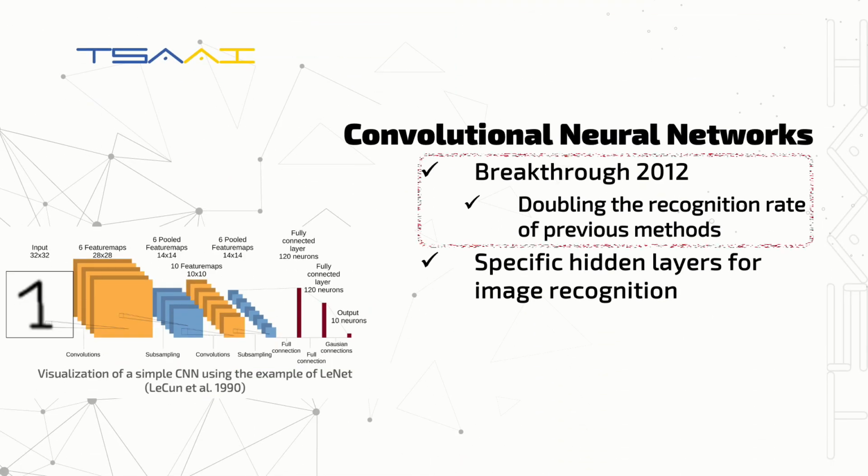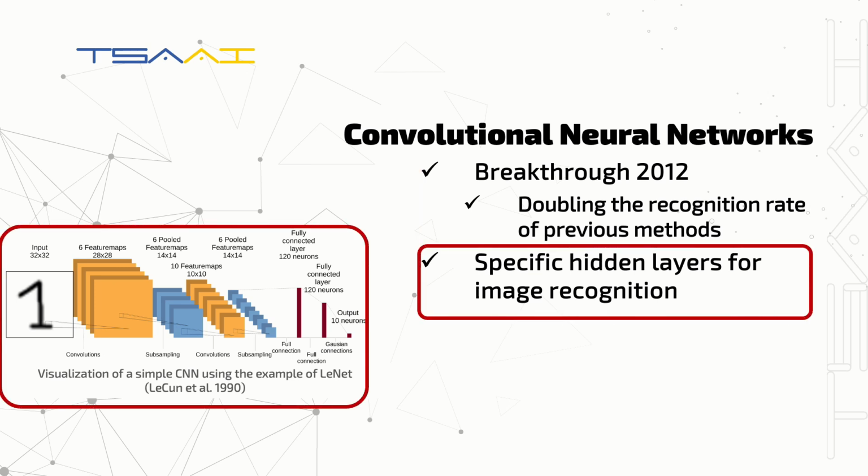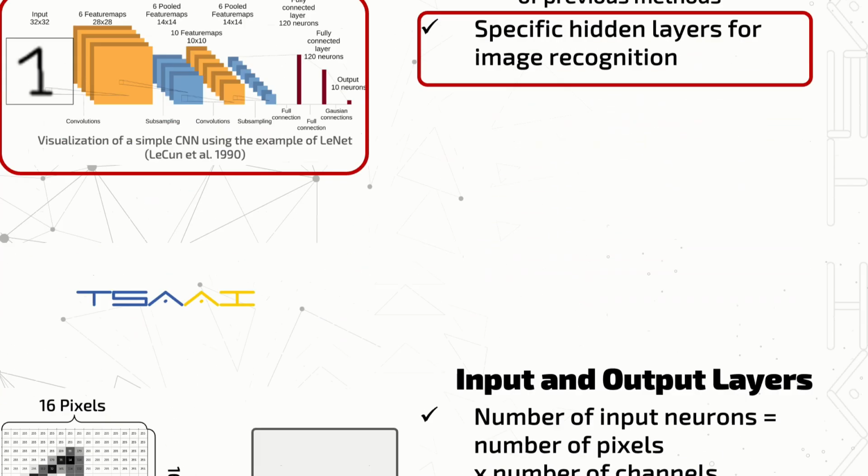In 2012, CNNs revolutionized image analysis, doubling recognition rates in a popular contest compared to previous technologies. This dramatic increase in performance is only possible due to a unique structure with specific hidden layers. So let's take a closer look at the specifics of such a convolutional neural network.